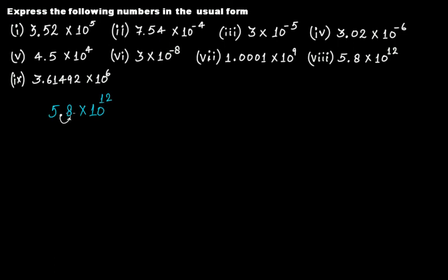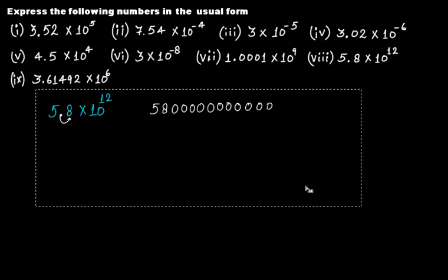One digit is already 8, so write it as 5, 8, and then put 11 zeros. So 1, 2, 3, 4, 5, 6, 7, 8, 9, 10 and 11 zeros. This is the usual form of this number. I leave this last one for you. That's your homework or practice, whatever.